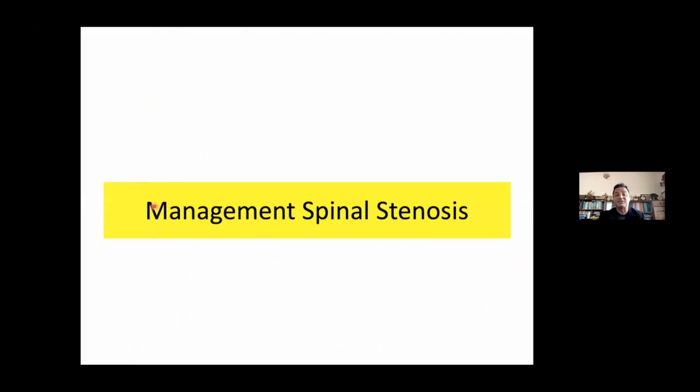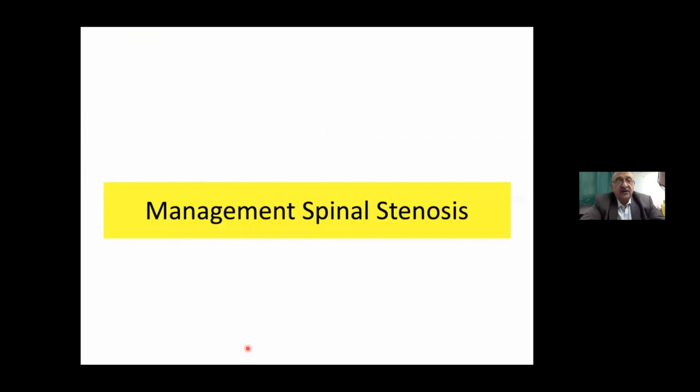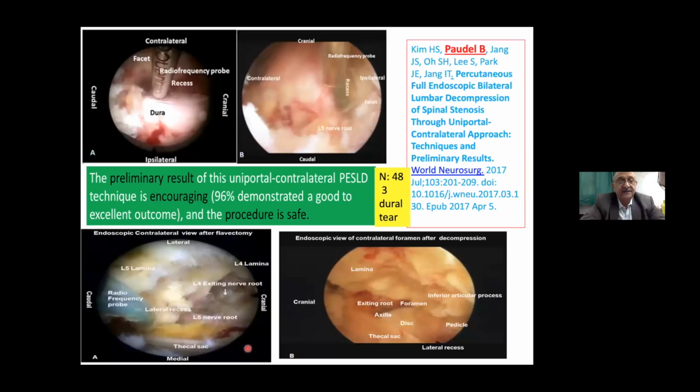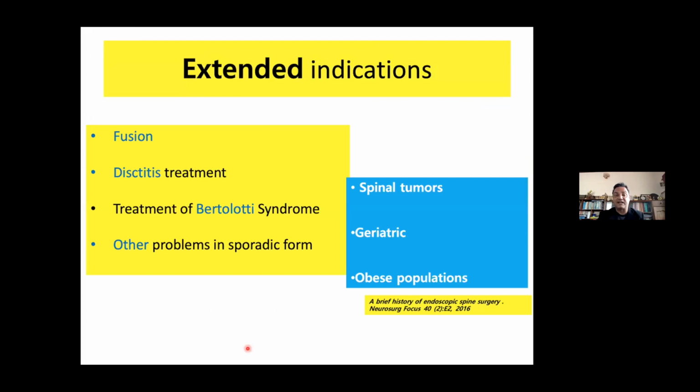So how do we manage spinal stenosis? This can also now be managed with percutaneous endoscopic technique. We called this percutaneous endoscopic lumbar decompression, but a recent consensus has changed the name to ULBD. The result is 90% good. And the indications have now been extended to fusion, discitis, Bertolotti syndrome, spinal tumor, geriatric population, and obese population.